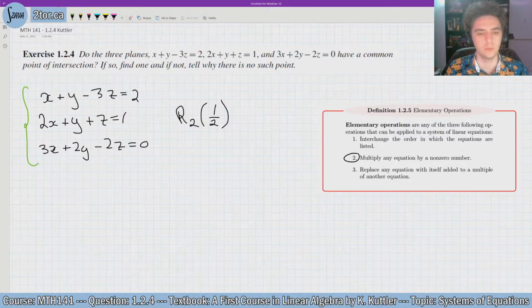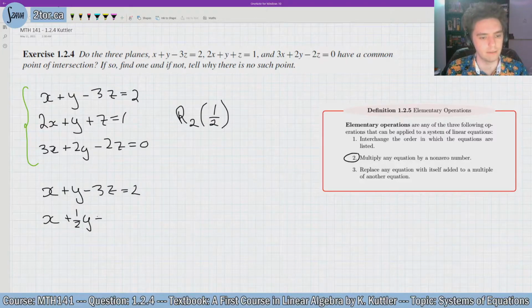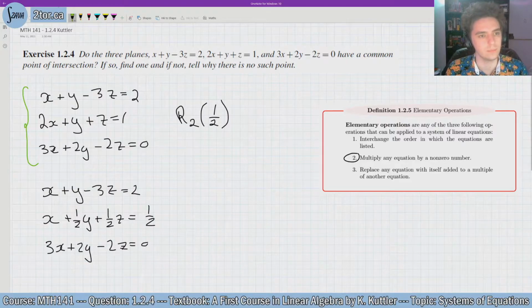Okay, so let's look at that. We're going to do row 2 times a half. And you know what, I'll just write that here now. So row 1 didn't change: x plus y minus 3z equals 2. Row 2 is just going to be multiplied by a half. So 2 times a half is 1. 1 times a half is 1 half. 1 times a half is 1 half. And finally, 1 times a half is 1 half. And our third equation also didn't change: 3x plus 2y minus 2z equals 0. And these three equations form our new system.